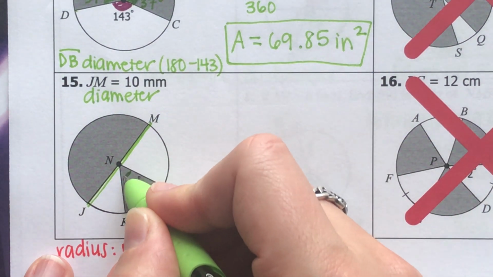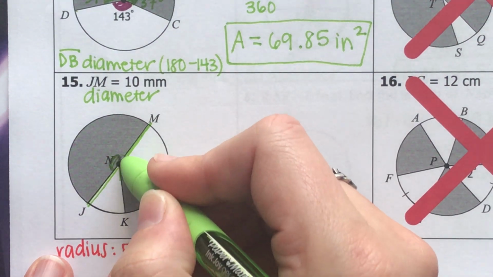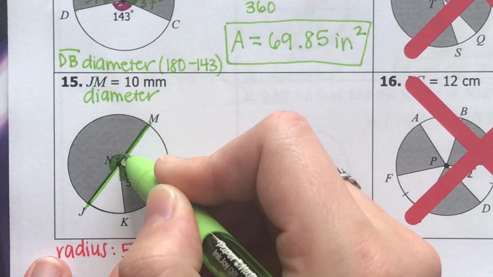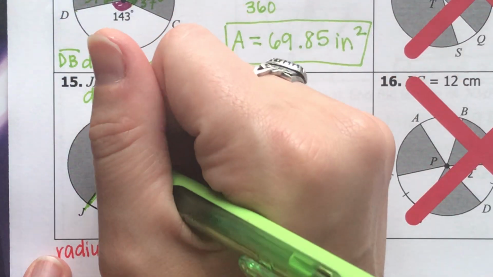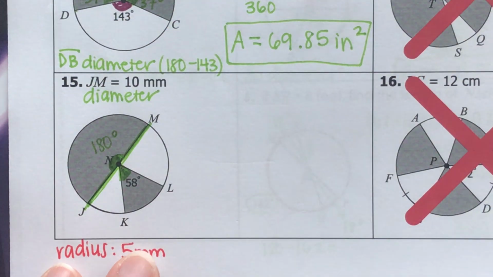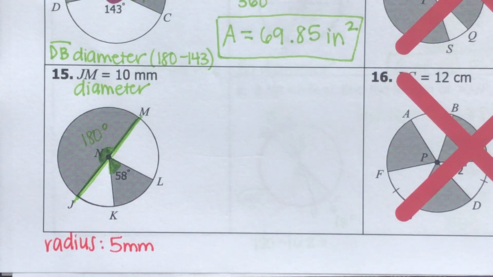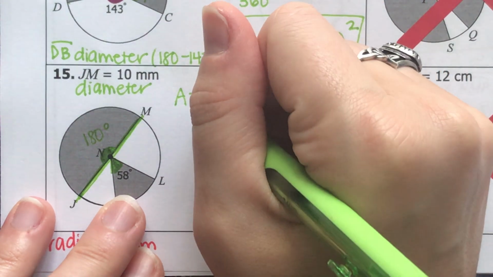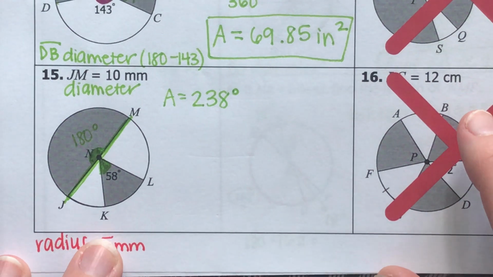Now, I already know that this is 58 degrees. And guess what? I actually know what this angle is right here because this is a diameter. Since this is a diameter, this has to be half of a circle, or it makes a straight line, so it's 180 degrees. So to get my total area of the angles there, I'm going to add together 180 plus 58, and I get 238. So I'm going to use 238 as my degrees, and then I'm going to plug everything else in.